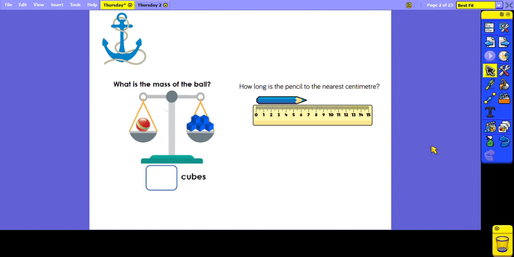To begin with, we've got two anchor questions. One of them is about mass and the other is about length. The first one says, what is the mass of the ball? And the second one, how long is the pencil to the nearest centimetre? So if you have a go at answering those questions now, and then we will go through the answers.